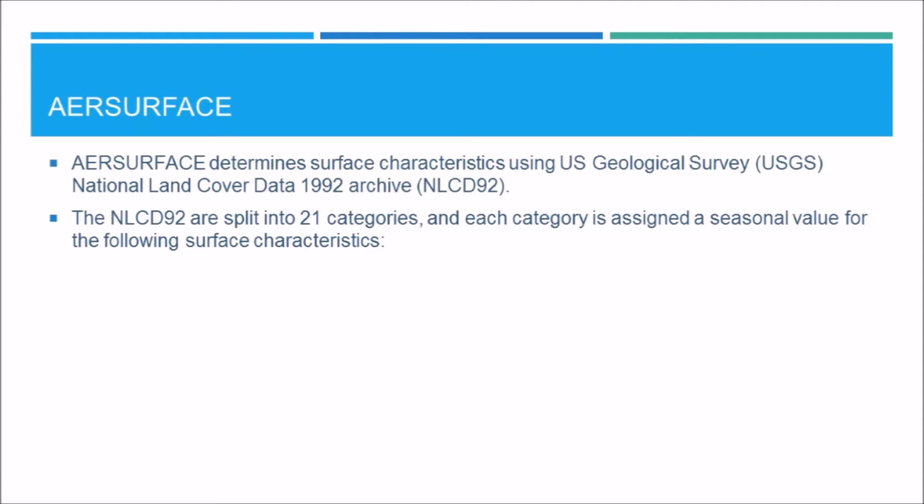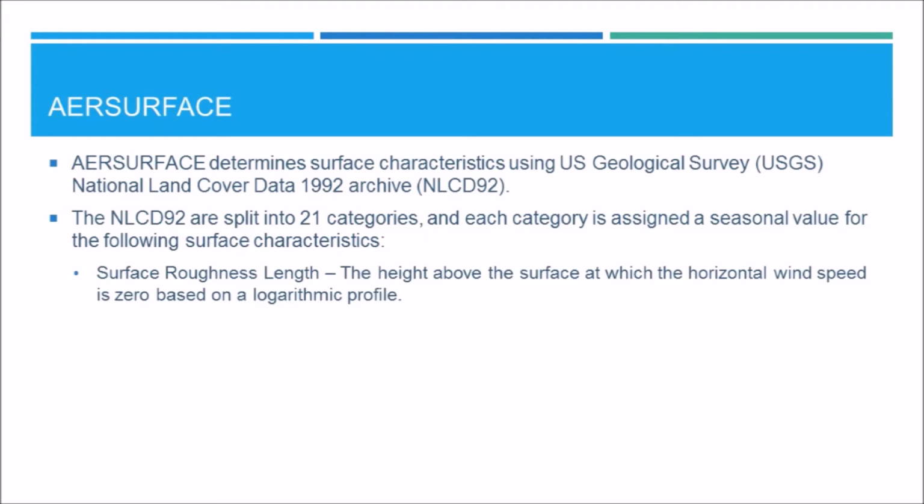The National Land Cover Data are split into 21 categories, and each category is assigned a seasonal value for 3 surface characteristics required by AERMET. The surface roughness length is the height in meters above the surface at which the horizontal wind speed is 0 based on a logarithmic scale. In areas with a smooth surface, like open water, the surface roughness length will be very close to 0. This value is greater in areas with a rough surface. For example, wooded areas have a roughness length of 1.3 meters.